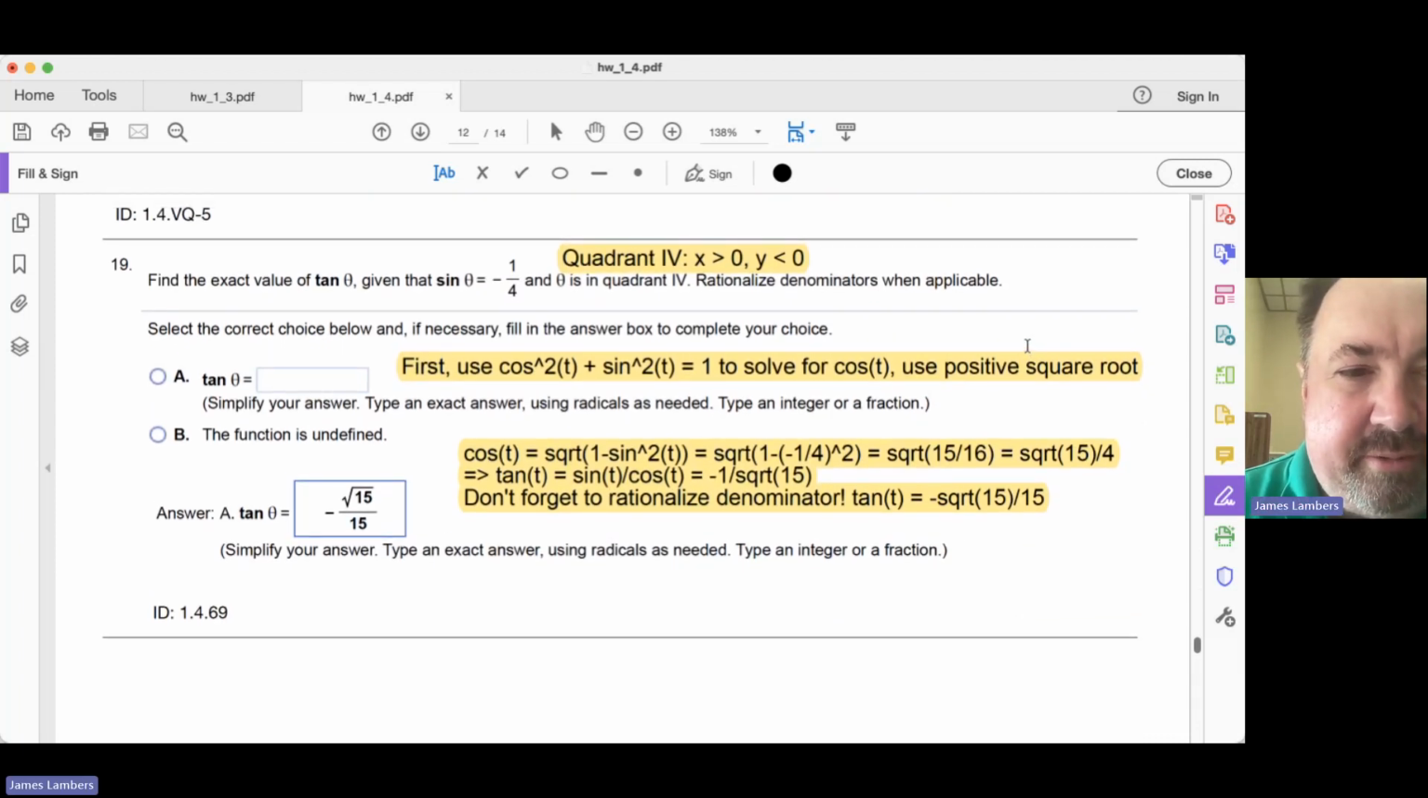Okay, here we're only dealing with one trigonometric function, tangent theta, given that sine theta is equal to -1/4. You're also given that the angle theta is in quadrant 4. Quadrant 4, x is positive, y is negative. And sure enough, the sine is negative. Because x is positive, that tells us that cosine is positive. So as in previous problems, we're using this relationship. Cosine is equal to square root of 1 minus sine squared. But because we're in quadrant 4, cosine is positive. Be sure to take the positive square root.